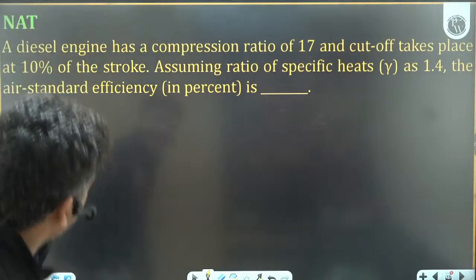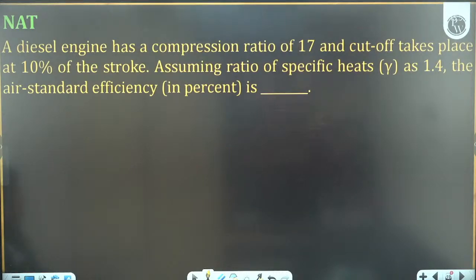Question on diesel engine. A diesel engine has a compression ratio of 17 and cutoff takes place at 10% of the stroke. Assuming the ratio of specific heats as 1.4, calculate the air standard efficiency. So compression ratio 17 and cutoff takes place at 10% of the stroke.